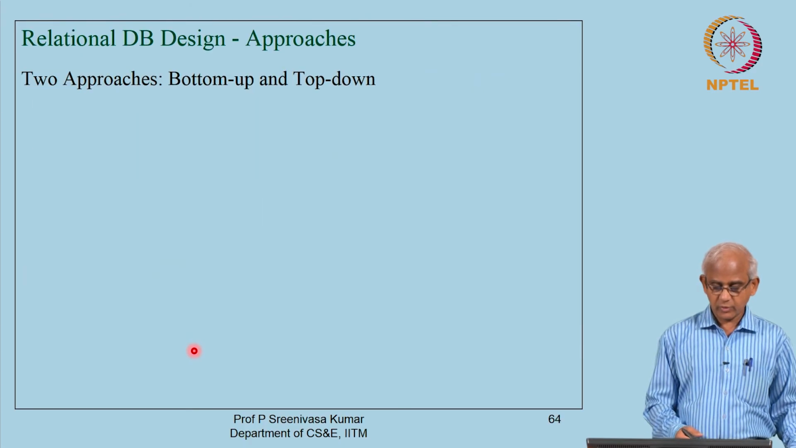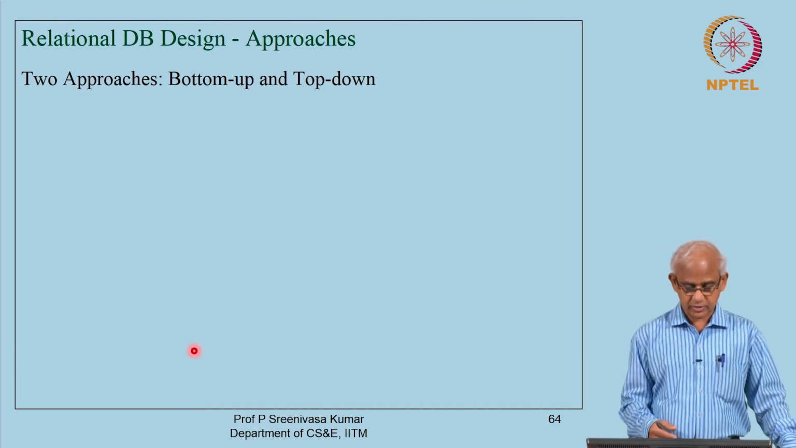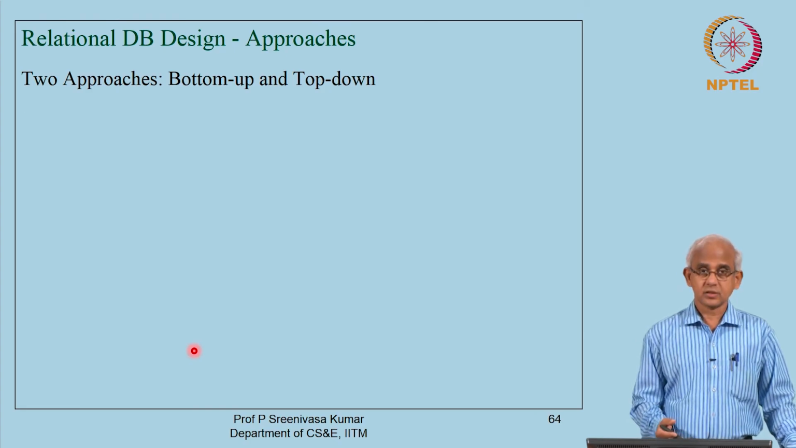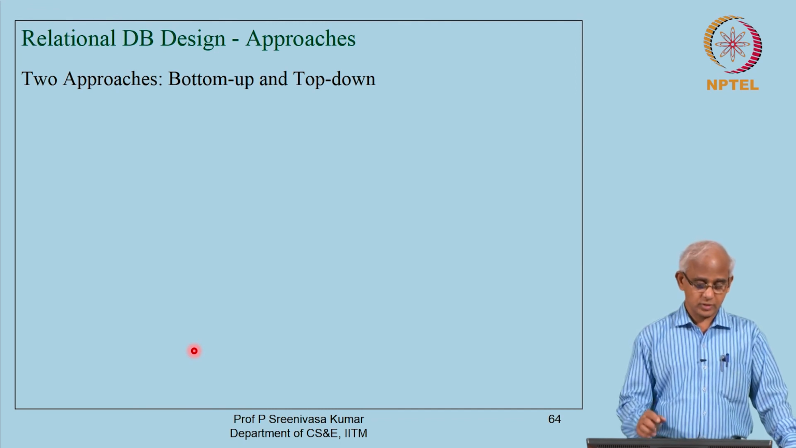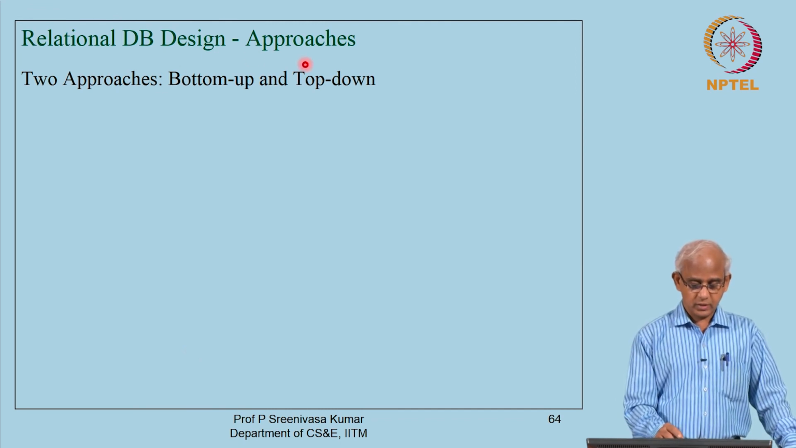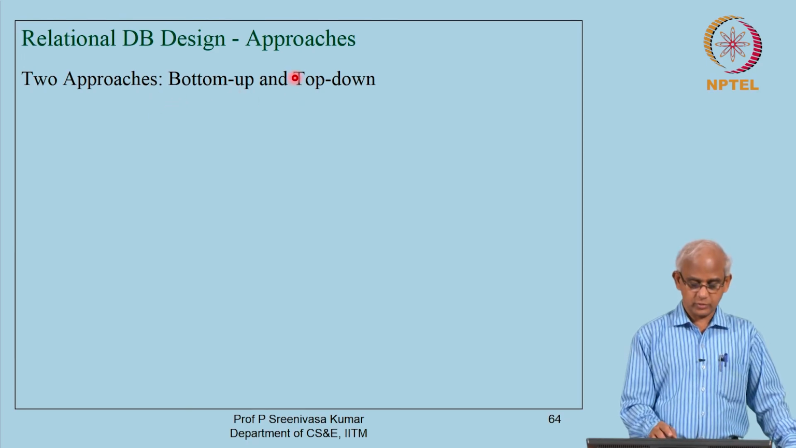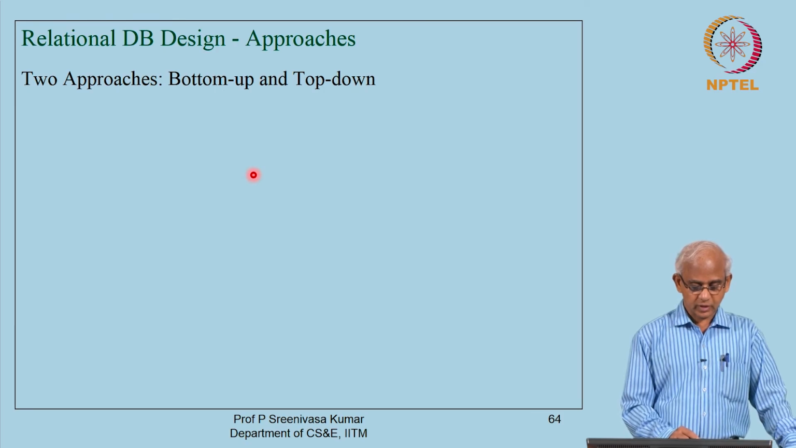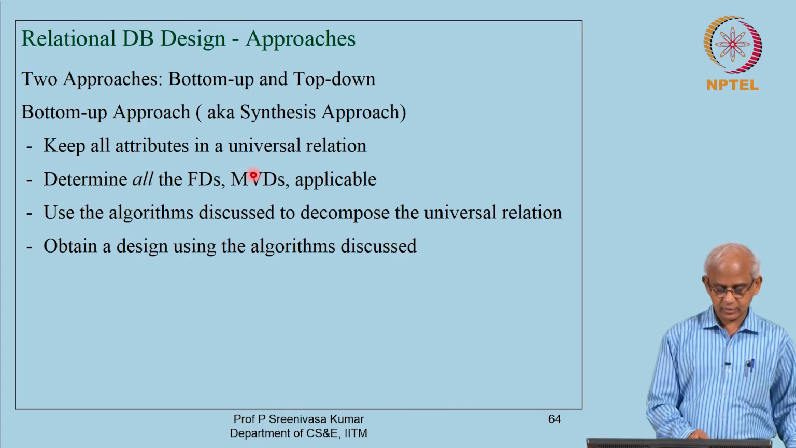Now, moving on to close this module on the discussion about normal forms, we consider two approaches for the overall relational database design. These approaches are bottom up design and top down design. So, let us see what they are. The theory that we have discussed is actually applicable for both these kinds of situations.